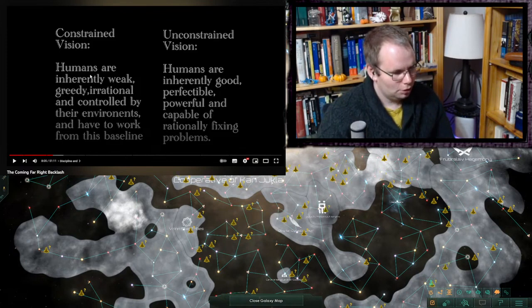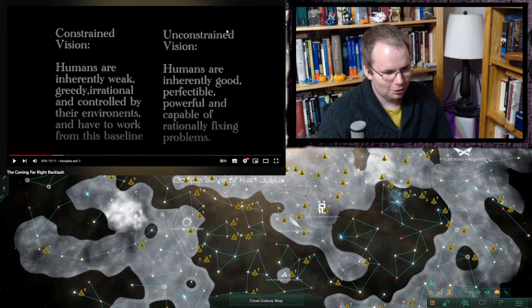Constrained vision. Humans are inherently weak, greedy, irrational, and controlled by their environments, and have to work from this baseline. The unconstrained vision. Humans are inherently good, perfectible, powerful, and capable of rationally fixing problems.